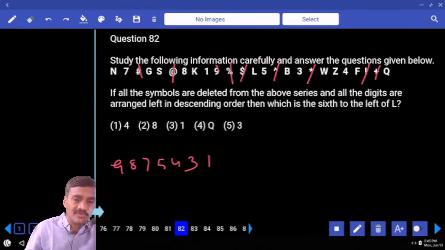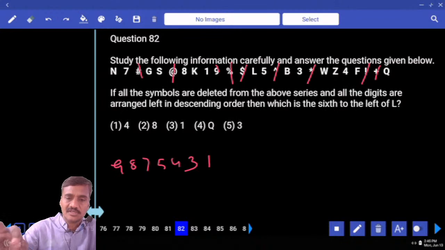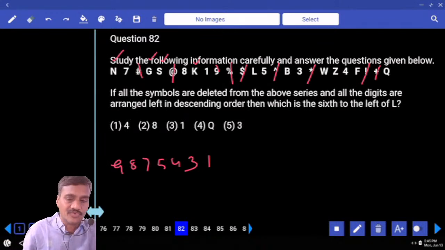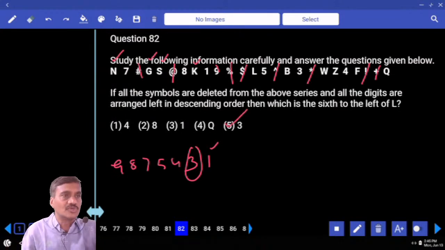After this, 6th to the left of L. Where is L here? L is here. Now from L, 1, 2, 3, 4, 5, and this is the 6th element. Hence the answer is 3, that is choice 5.